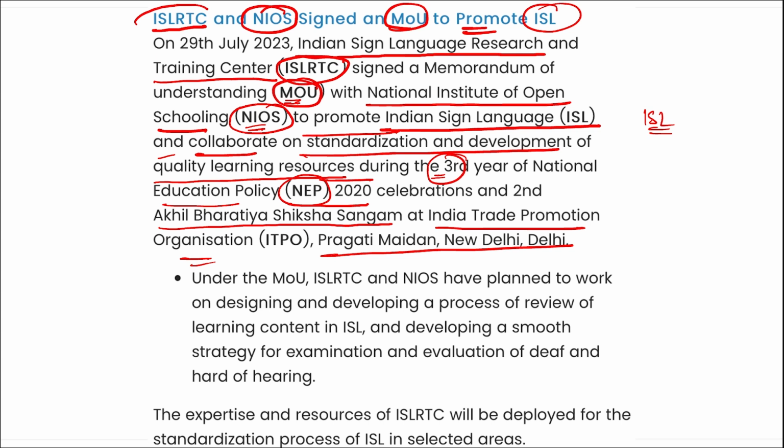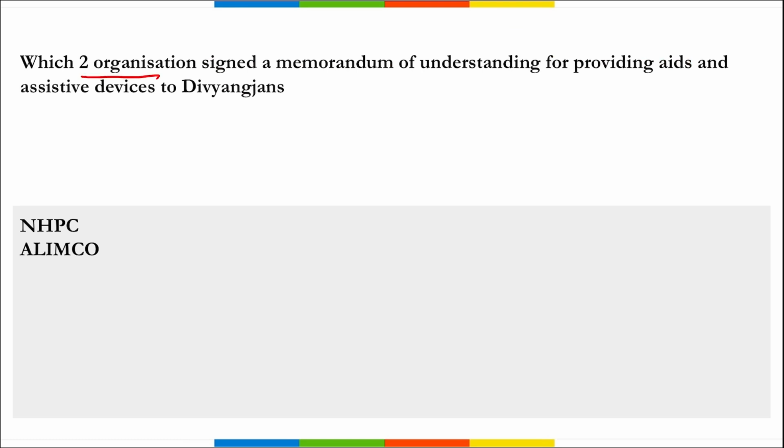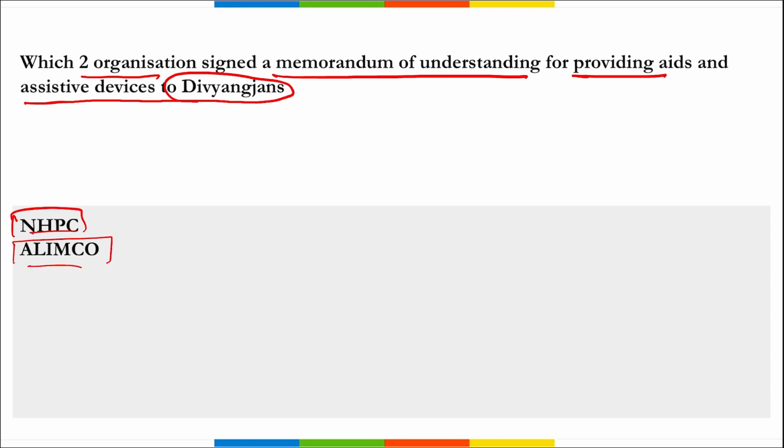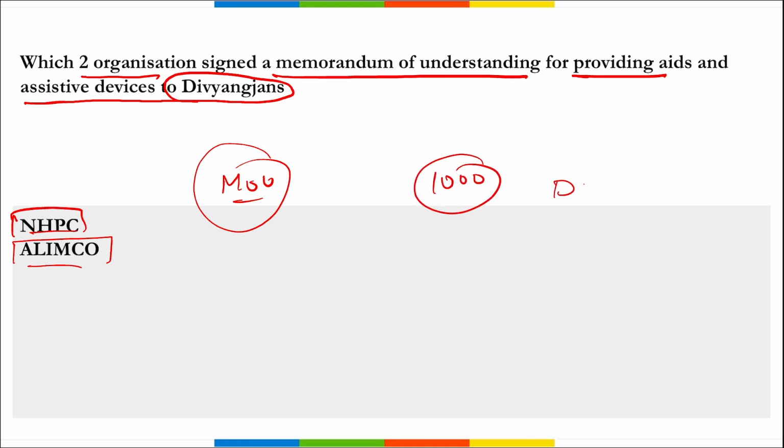Correct? Next, which two organizations signed a memorandum of understanding for providing aids and assistive devices to Divyangjans, right? So remember, it is NHPC and ALIMCO. These two organizations signed a memorandum of understanding with each other for various aids that can be provided to more than 1000 persons with disabilities or Divyangjans, right? I repeat, this MOU was signed, first thing to remember, under corporate social responsibility, right? It was signed by NHPC and ALIMCO.